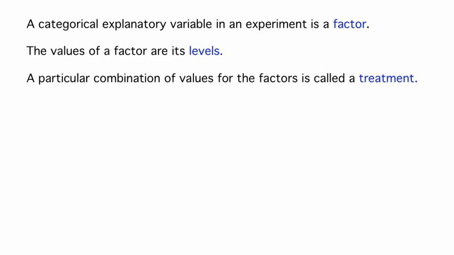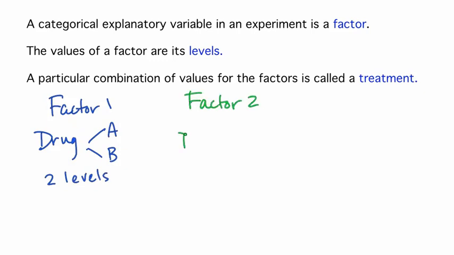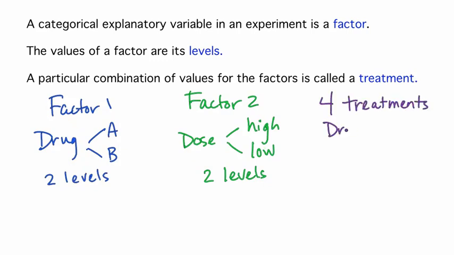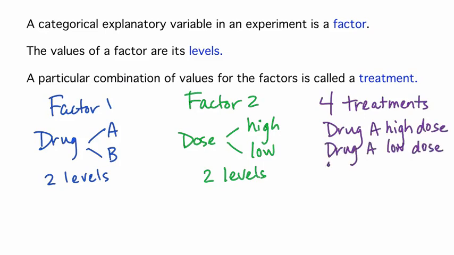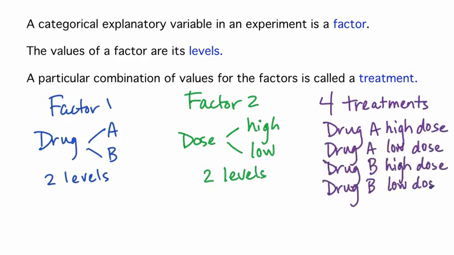But it's also possible that an investigator might want to simultaneously manipulate two explanatory variables to see the effect on the response. As an example, imagine a study comparing two drugs, we'll just call them drug A and B, each at two different doses, high and low. Then in this situation, we have two factors, each with two levels, but four different combinations: drug A in high dose, drug A in low dose, drug B in high and low dose. So in this case, there are four treatments.